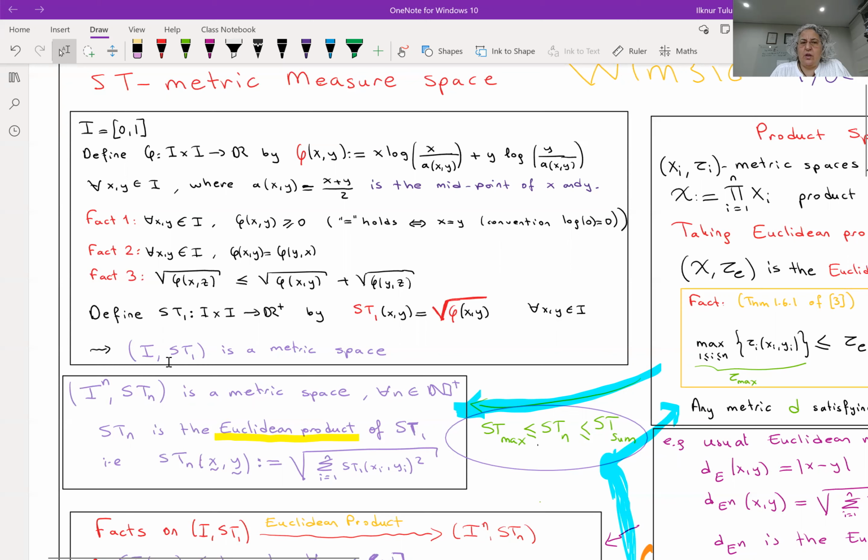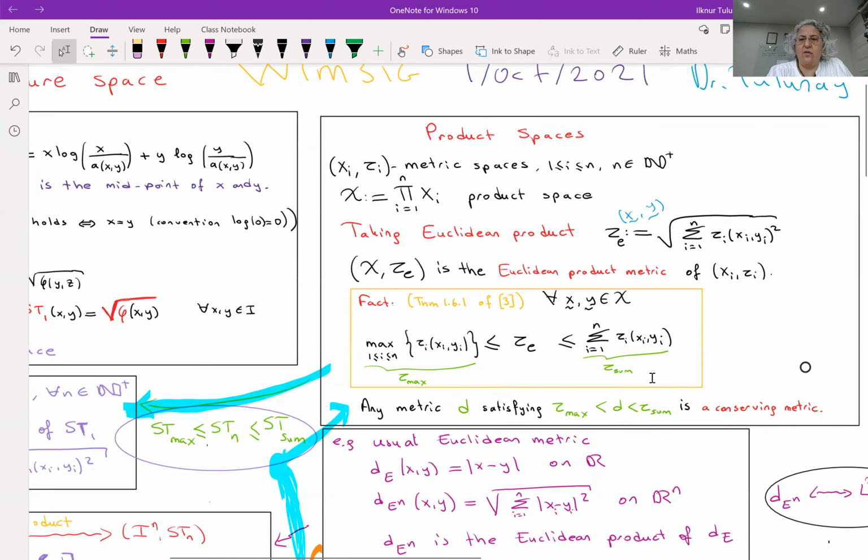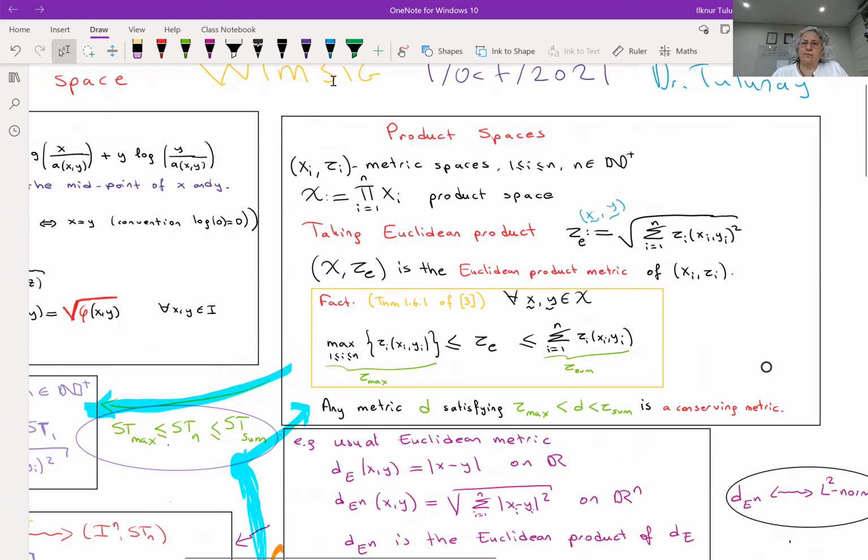Now I would like to move from the unit interval to the n-dimensional unit cube. In order to be able to do that, I'm going to take the Euclidean product. Now I would like to explain what a Euclidean product means in general for any metric spaces. So n here is a positive natural number. We have n metric spaces, Xi and tau i. X is the product space, the Cartesian product space.